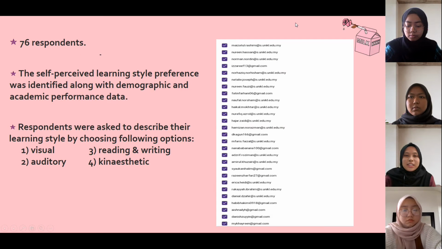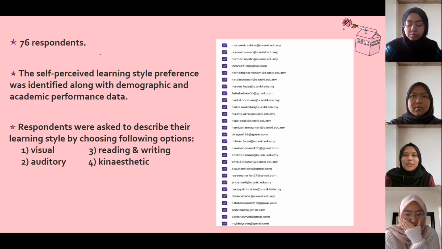For this questionnaire, there are 76 respondents from UniKL MFI students. For every question, there are 3 choices. The first one is for visual learners, the second one is for auditory learners, and the last one is for kinesthetic learners. Respondents were asked to describe their learning style by choosing these answers. As you can see at the right side, there is a list of student accounts who answered the questionnaire. The motive is we want to include evidence that the data was based on the research itself. Next slide.